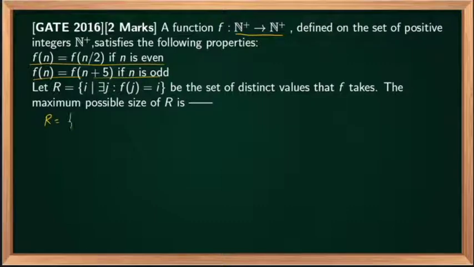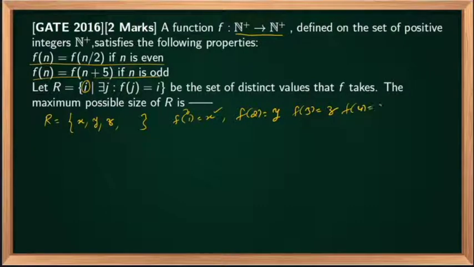So R is the set. For example, let's assume f(1) is equal to x. If you pass 1 and the value is x, then x will be here. So that is the definition, right? It is a set of values i such that there exists a j where f(j) is equal to i. If f(2) is equal to y, then y should be here. If f(3) is equal to z, then z should be here. And if f(4) gives x again, you don't need to include it because it's a set.